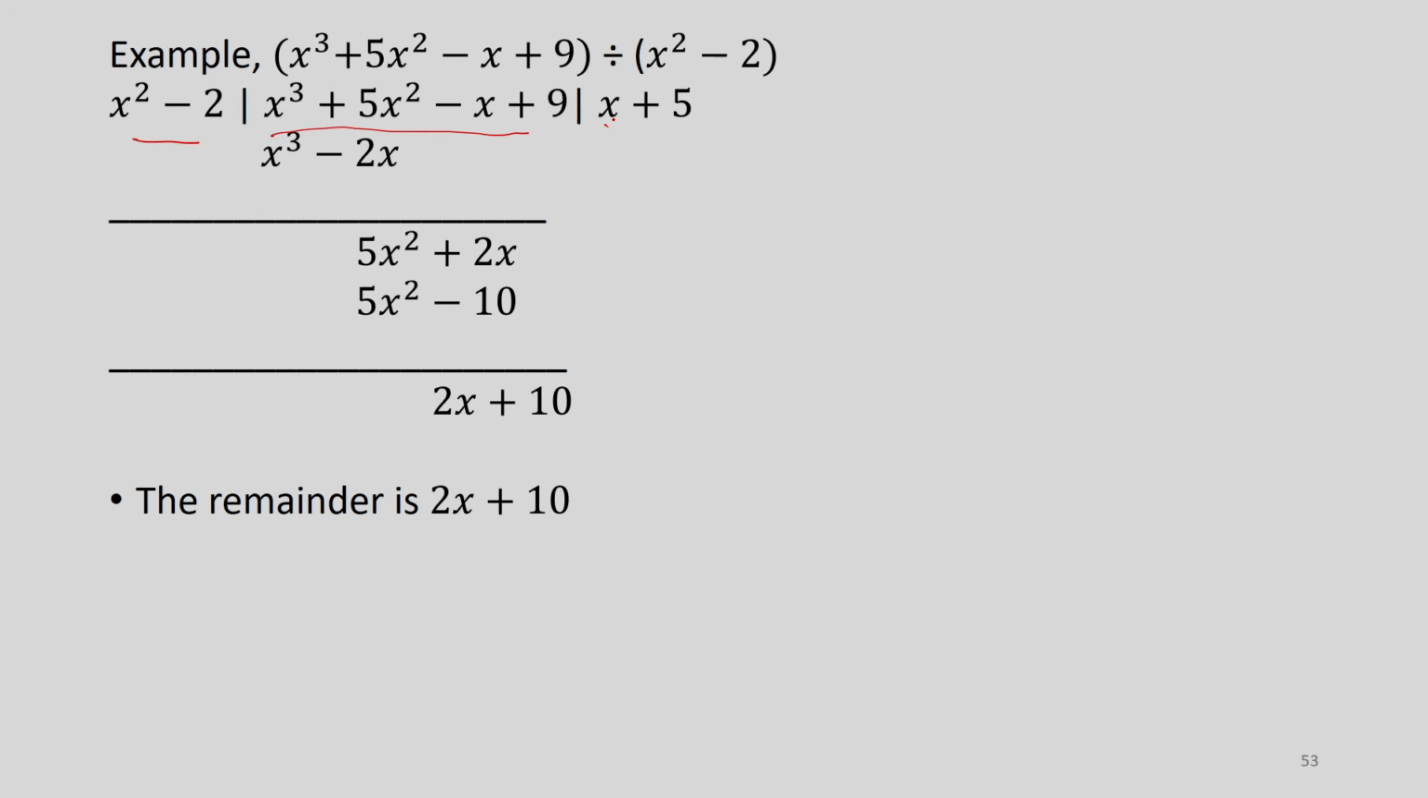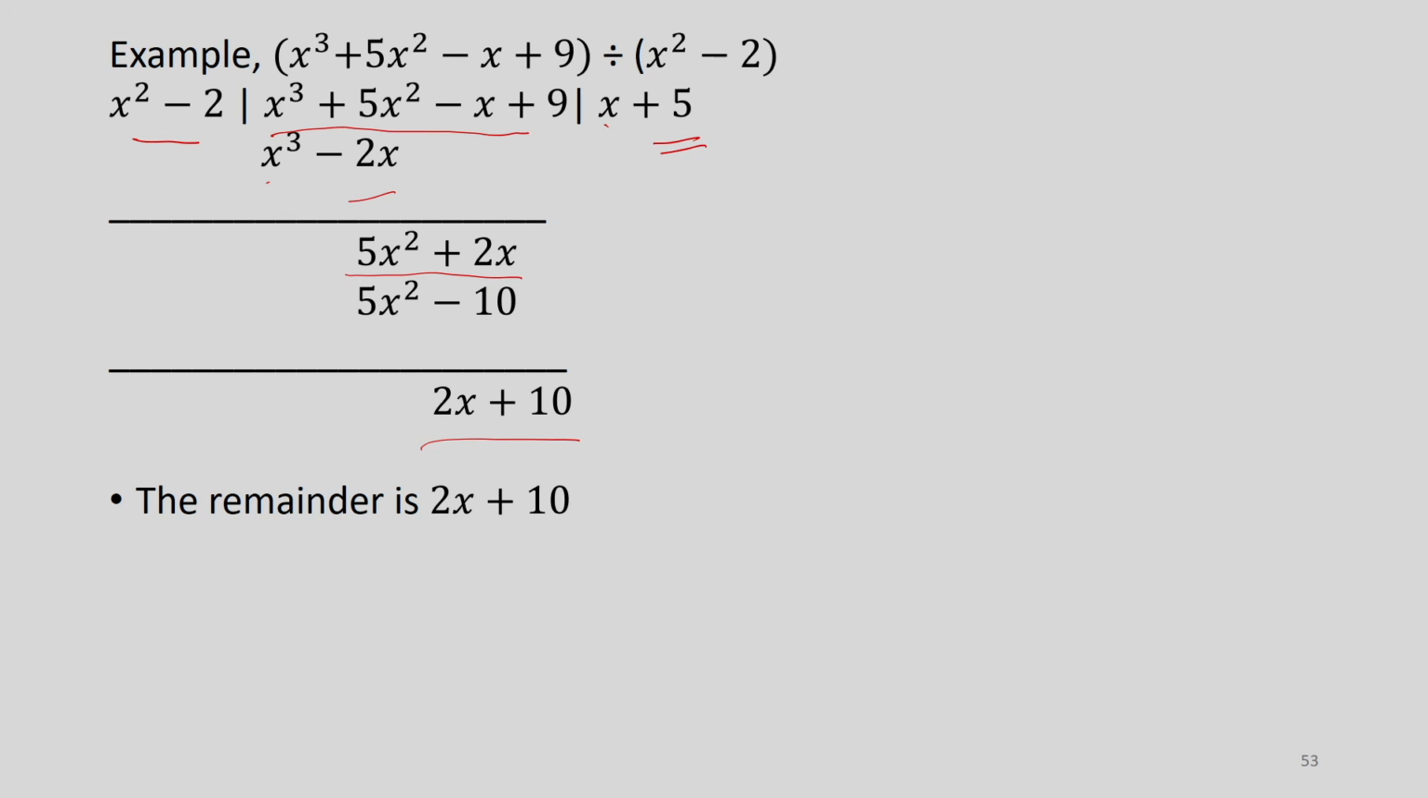So, x multiplied by x square gives me x cube, but then there is the minus 2 term. So, minus 2 multiplied by x is minus 2x, and I subtract minus 2x from 5x square, I get 5x square plus 2x, and again I think of the number which has to be multiplied with x square to give me 5x square, and that is just plus 5. So, you get 5x square minus 10, right. So, you have 2x plus 10.